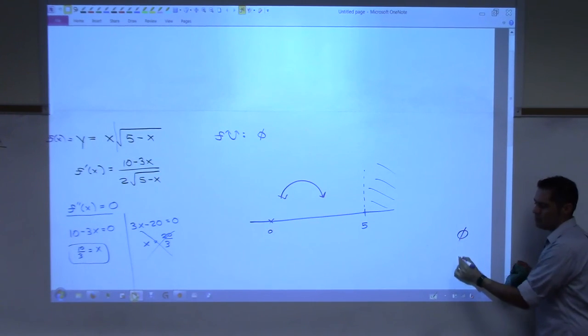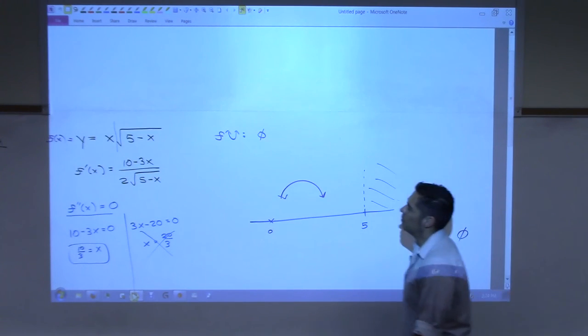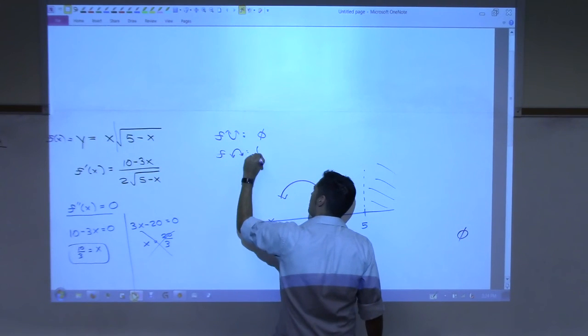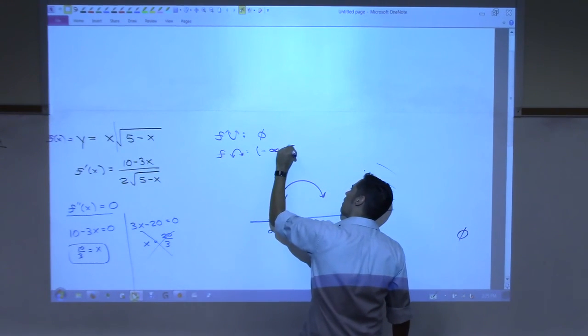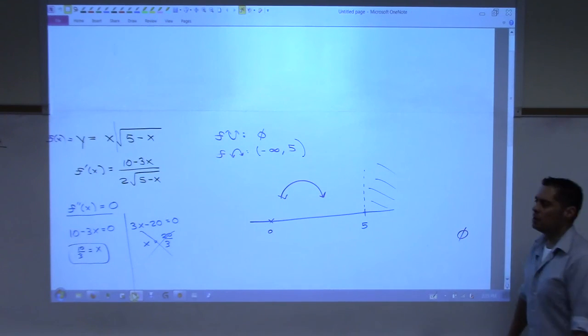Yeah, this is the empty set right here. It's a set of nothing. And then where is it concave down? On its entire domain, right? Which is this. And you can do the bracket or the parenthesis, but I always said just do the parenthesis.